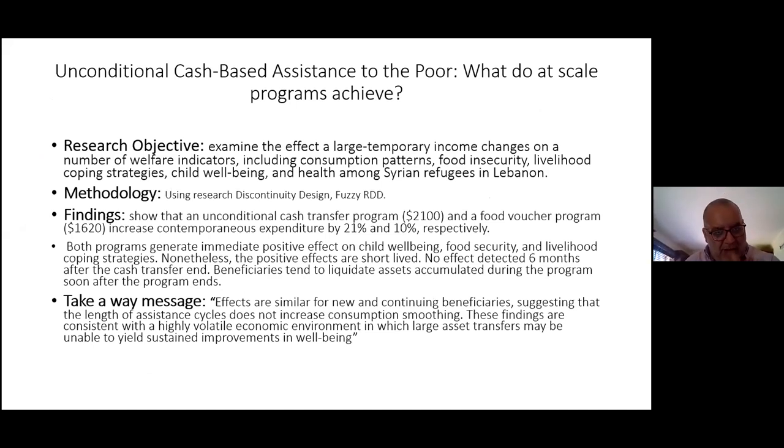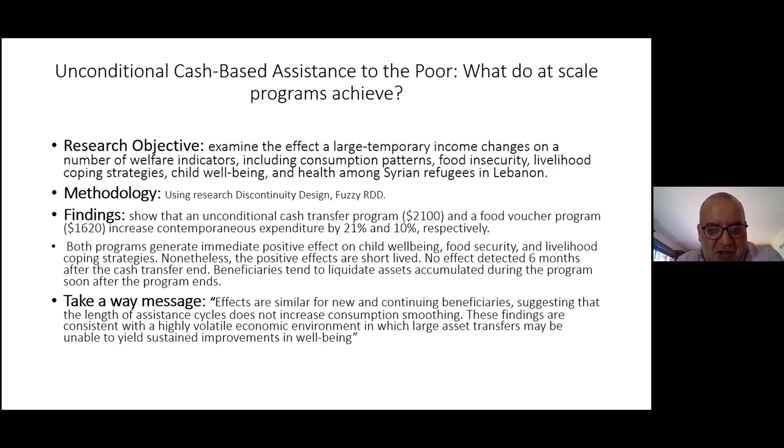recall the main stuff of this research. It's about examining the effect of large temporary income changes on a number of welfare indicators, including consumption patterns, food insecurity, coping strategy, child well-being, and health among Syrian refugees in Jordan. The methodology is regression discontinuity design, mainly the fuzzy type of it.